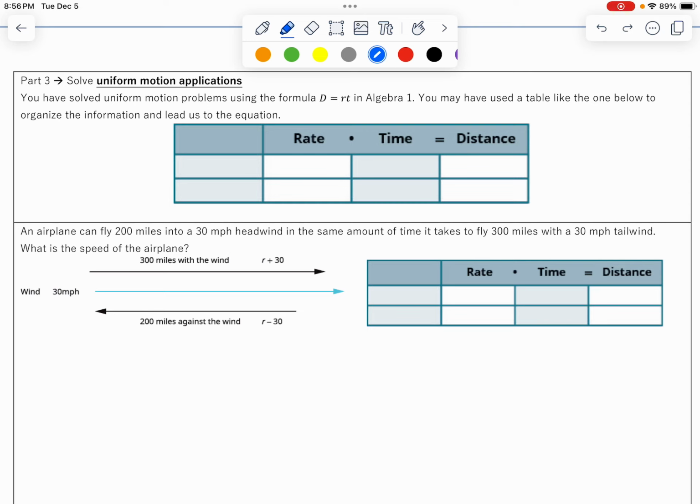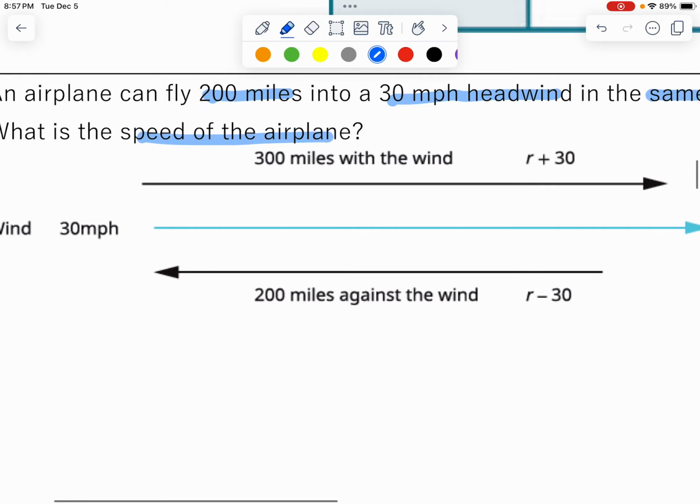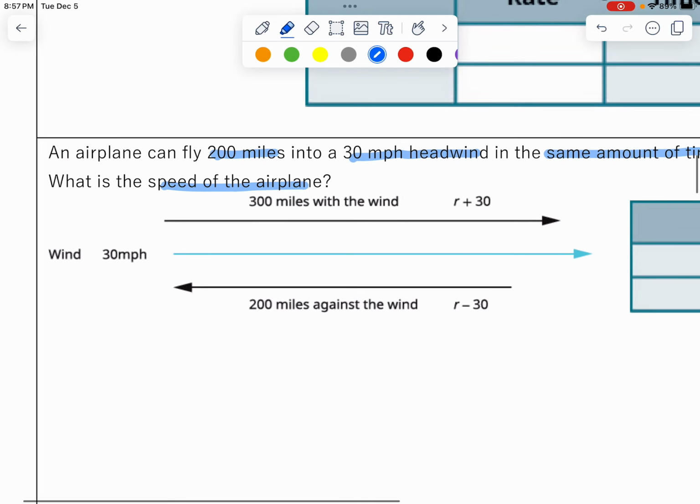An airplane can fly 200 miles in a 30 mile per hour headwind in the same amount of time that it takes to fly 300 miles with a 30 mile per hour tailwind. What's the speed? Yeah, I said speed. What's the speed of just the airplane? Okay, now this was already given to us if they want to look this over.